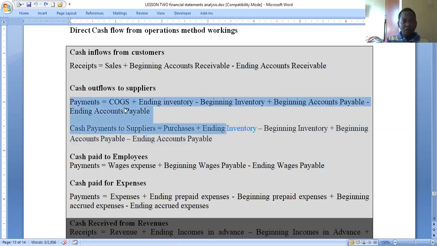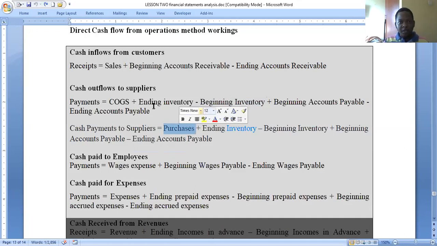So note the difference between these two approaches. When you have cost of goods sold, we add ending inventory and then we minus beginning or opening stock. But when you have purchases, where is the difference? Please note the difference. Okay, they are all the same. So we shall have an example to illustrate this.